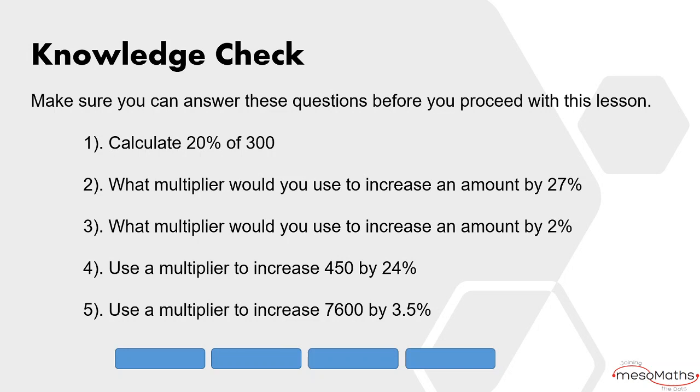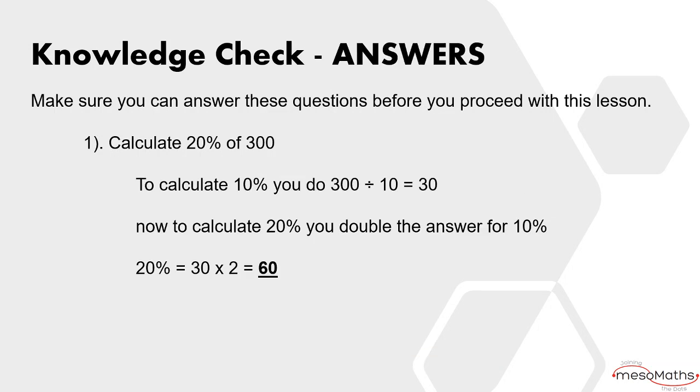Okay, that's your time up for those questions, so let's have a look at what you should have got. Question 1, calculate 20% of 300. There are a couple of methods you could have used here. Firstly, you could have calculated 10%, which is 30, and then if you double that, you will get your answer, which is 60. If you're quite familiar with using the multiplier, you could have just done 300 multiplied by 0.2, and you would have got the same answer that way.